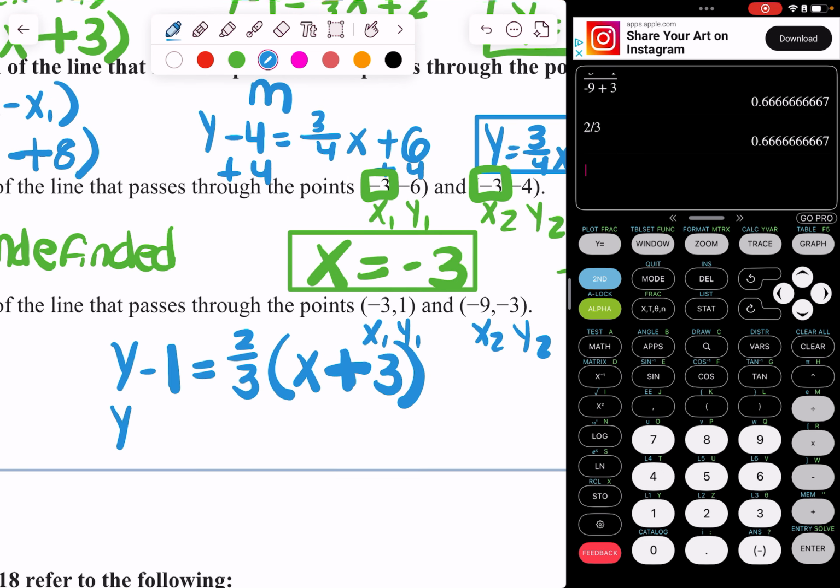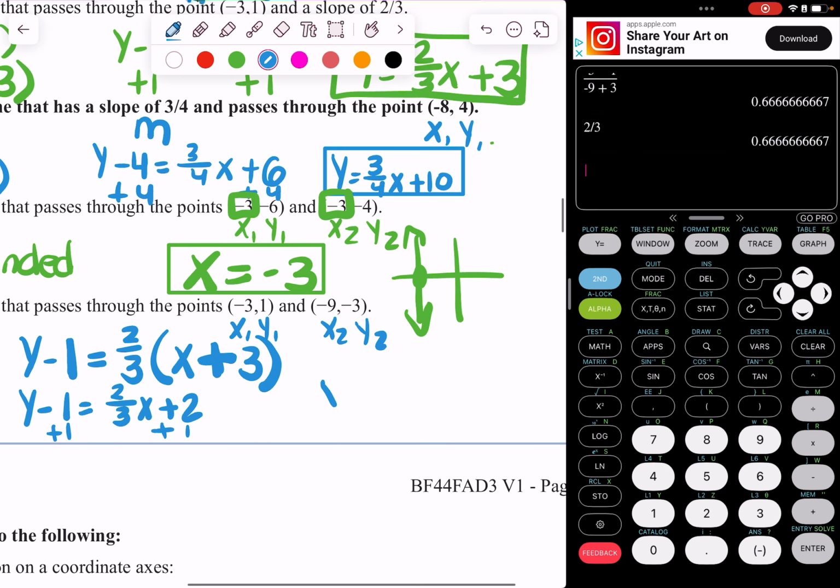All right, so then we'll have y minus 1 equals 2 over 3x plus 2 over 3 times 3 is 2. We add 1 to both sides, and we get the final answer of y equals 2 over 3x plus 3.